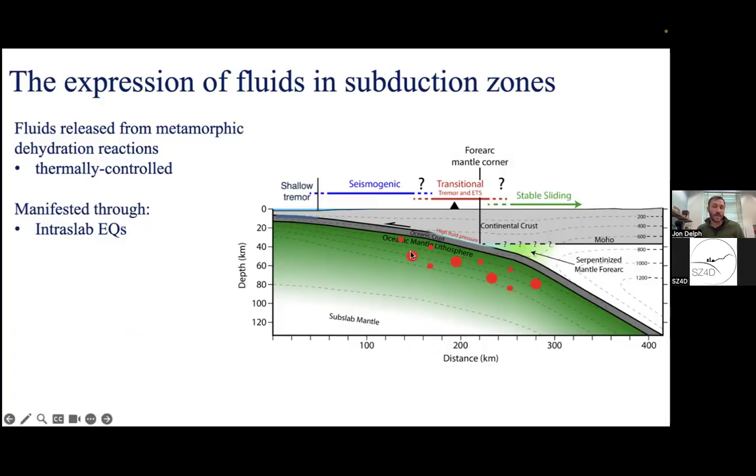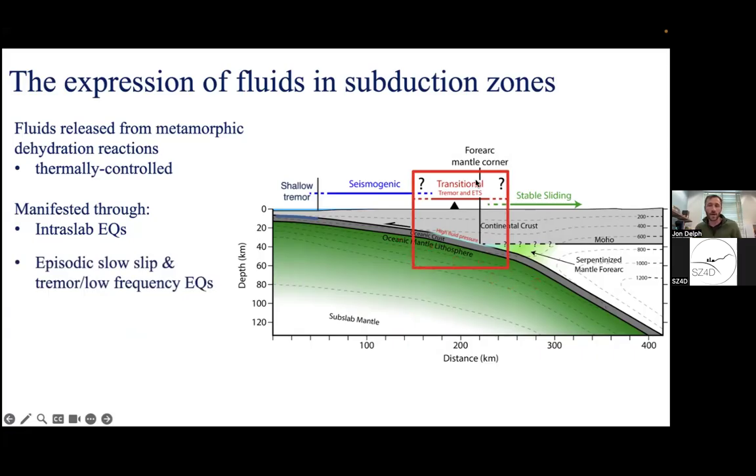The depth range we're interested in today is between about 20 and 50 kilometers depth, where we see this transitional behavior that we call non-volcanic tremor and episodic slow slip. This kind of lies between our seismogenic portion of our plate interface, where we have our great earthquakes in subduction zones, and the stable sliding portion further down dip. We think this is enabled by the buildup of very high pore fluid pressures near the plate interface to enable this kind of slip behavior.